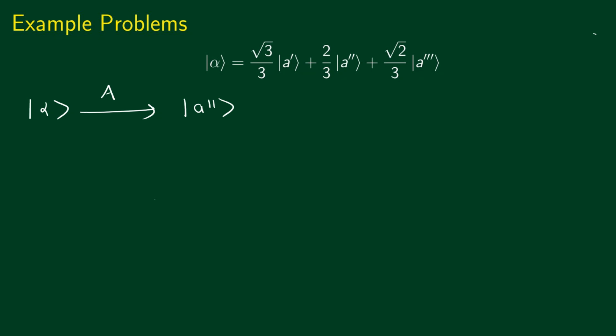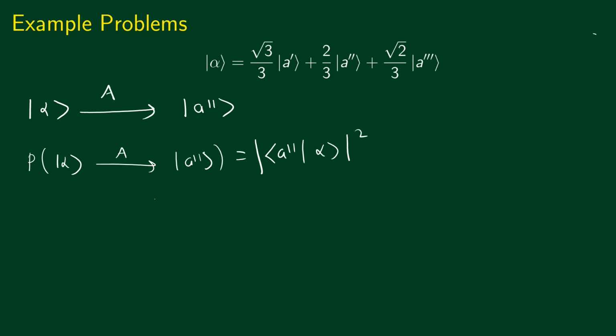Now the probability postulate says that if ket alpha is normalized, which it is as we checked, then the probability that ket alpha will change to ket A double prime is given by the projection. First you find the projection of ket alpha onto ket A double prime, and you take the modulus square. This is the probability that ket alpha changes to ket A double prime on a measurement of the observable A.